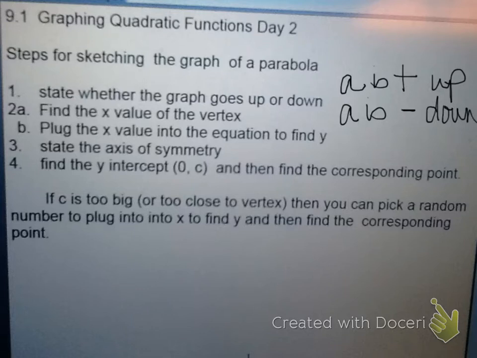To find the x value of the vertex, we use the formula x equals negative b over 2a. Then, when you find x, you plug it into the equation to find your y. Step 3, the axis of symmetry is always x equals the x value of your vertex, because it's a vertical line that cuts the parabola in half. Step 4, the y-intercept is 0, c, and then you'll have to find the corresponding point. Now, if your y-intercept and its corresponding point is really close to the vertex, then you're going to need to get another set of extra points, which we will talk about in a few minutes.